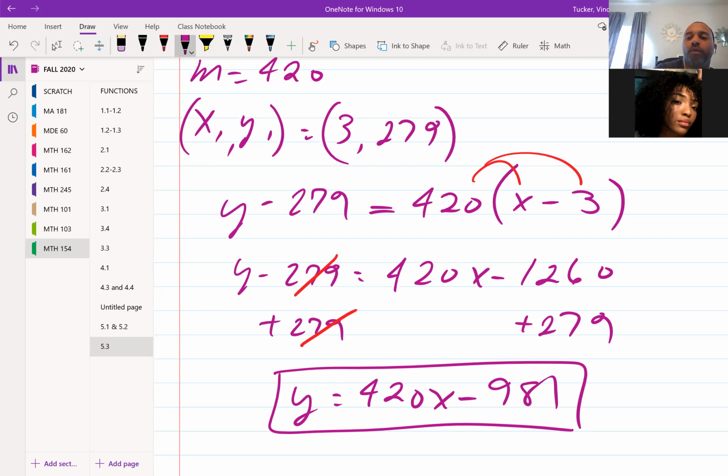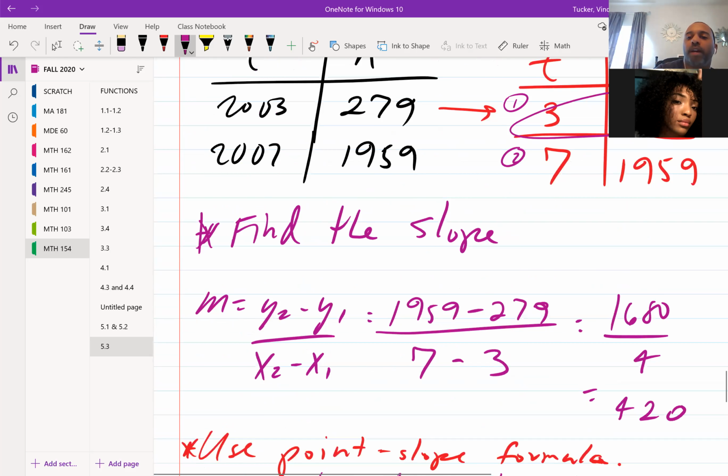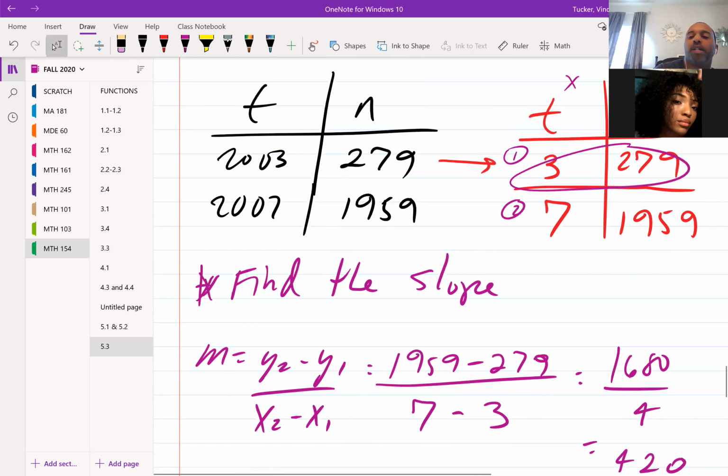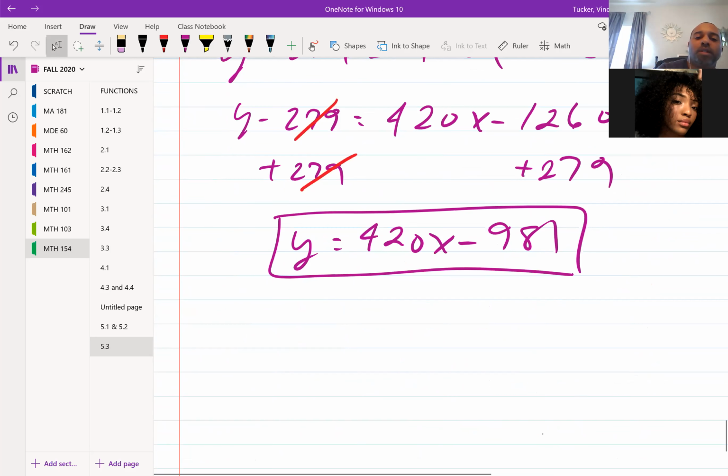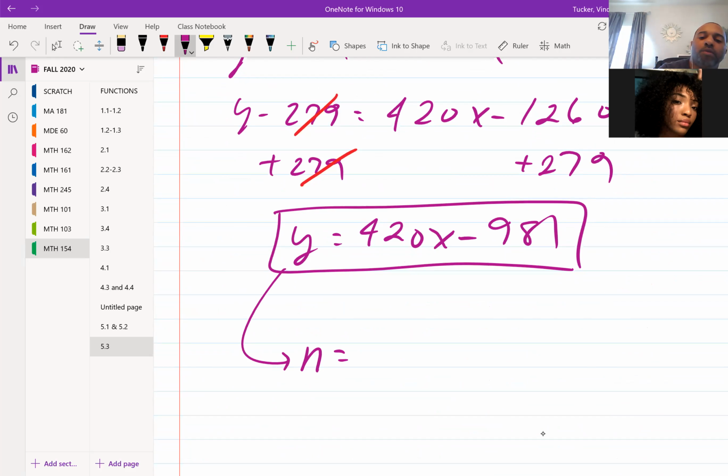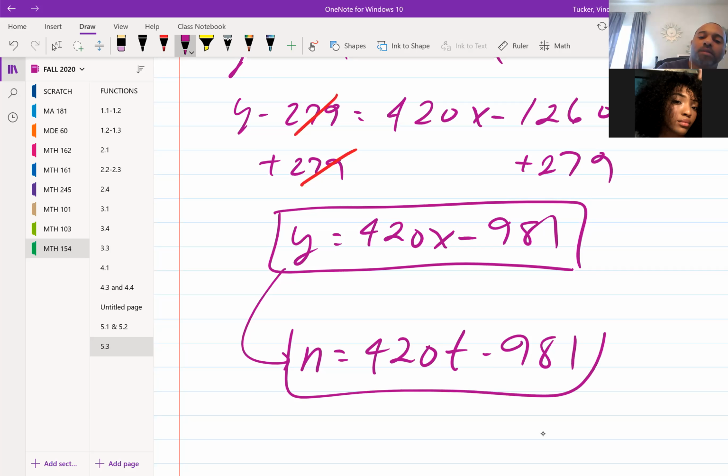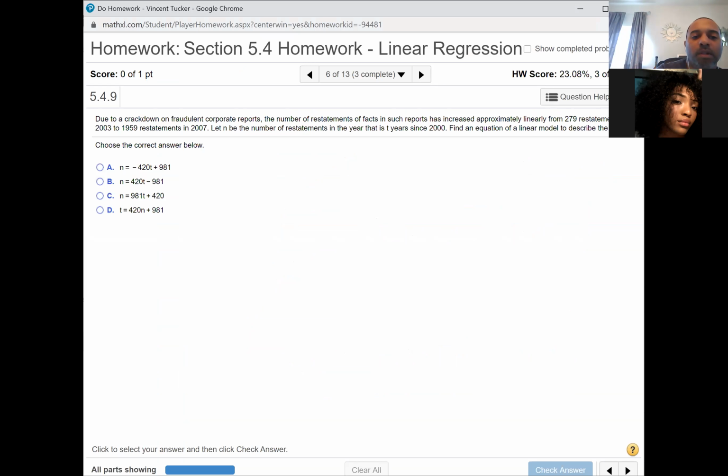And if we want to use the variables that they gave us, remember we have t as our x and y is our n. So that means n is equal to 420t minus 981. All right, n is equal to 420t minus 981. So that's it right there.